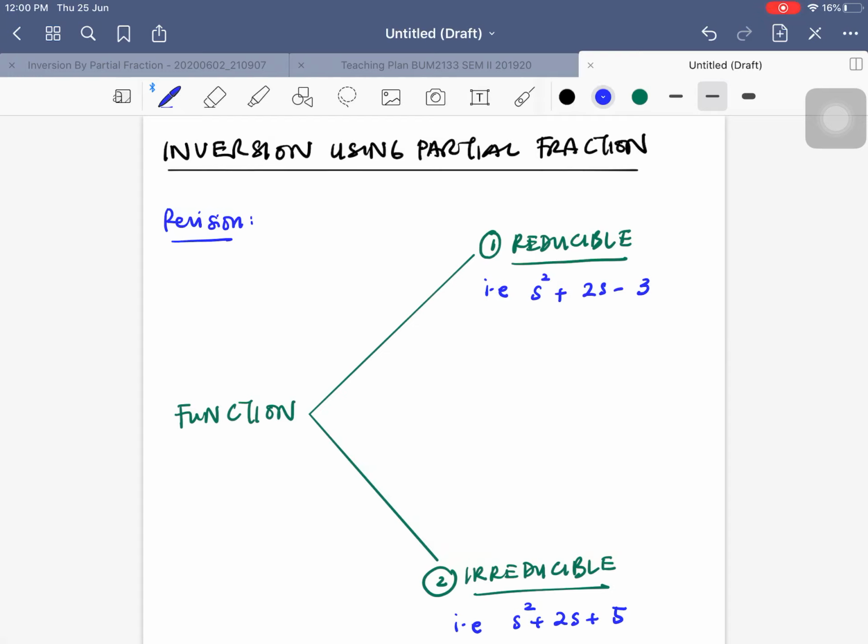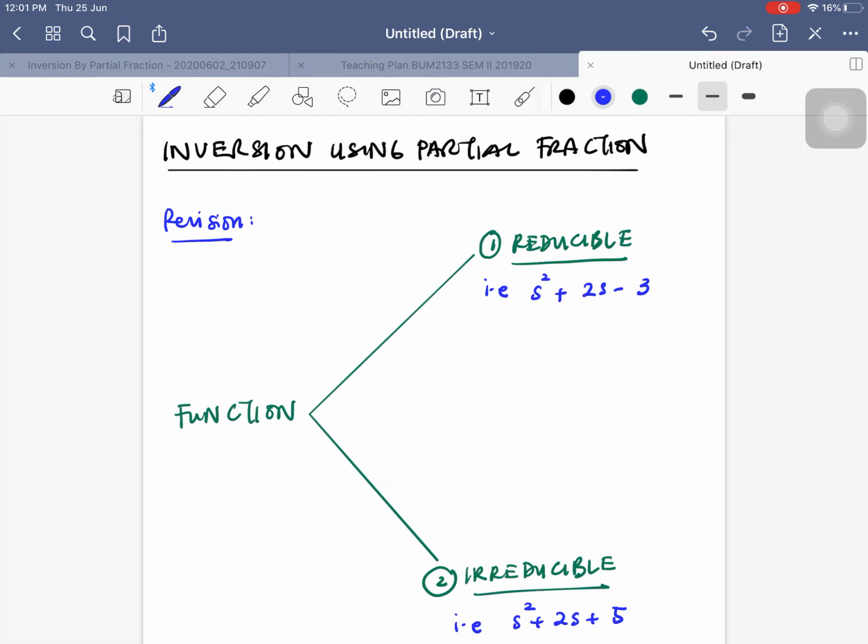Alright, so for this particular video, we're going to discuss another subtopic, another method of Laplace inverse, which is called inversion using partial fraction. So remember, first we learned how to use inversion by using the table, and if it gets to a more complicated function, we also have the choice of using the inversion of a shift theorem. But the inversion of a shift theorem doesn't always work because it can only work when the denominator consists of a function in the term of s plus a.